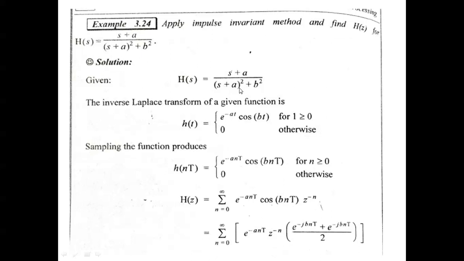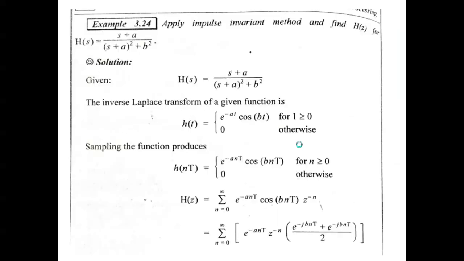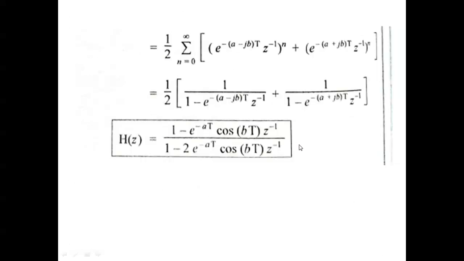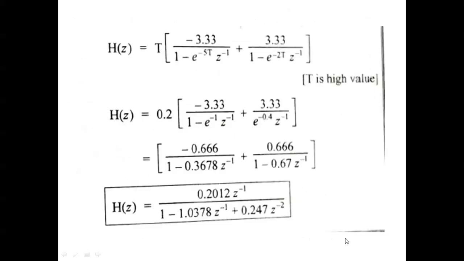Then another example, where h(t) values are given. Like the first problem, you have to find A and B. The A value is 3.33 and the B value is minus 3.33. Apply it and simplify the equation, and you get the digital system value.